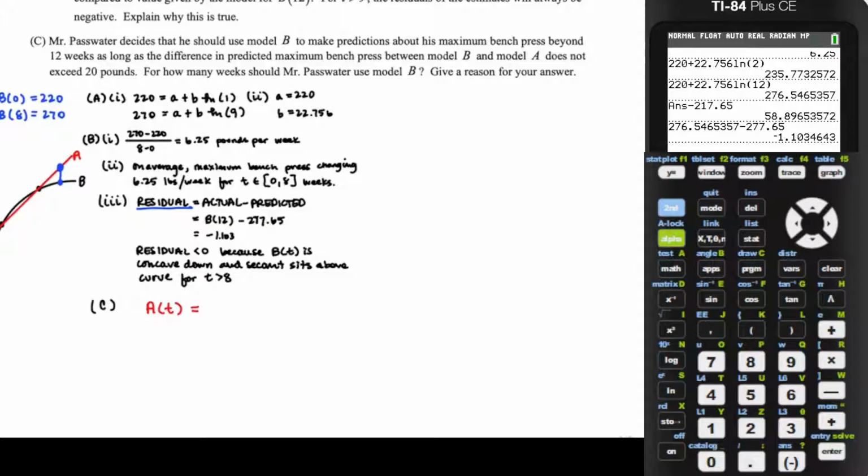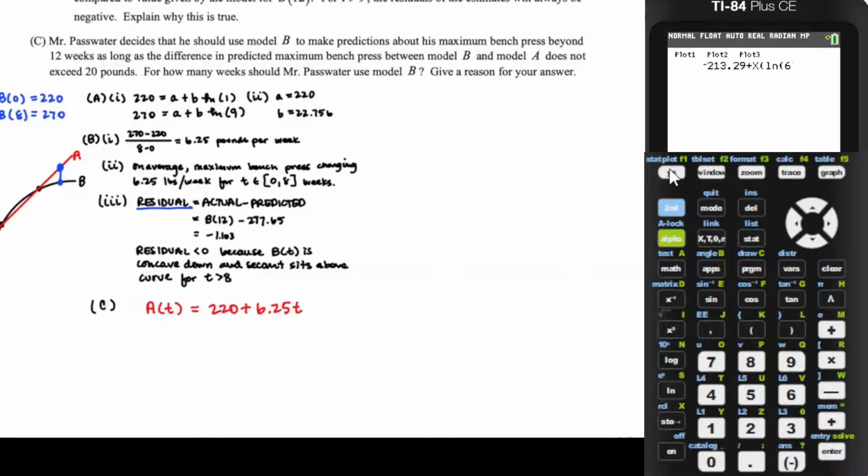You can see that the y-intercept is going to be 220 because b of 0 equals 220. So I might say 220 plus the average rate of change times t, so it's plus 6.25 t. Now, you could have done 270 plus 6.25 times t minus 8 because you started off at t equals 8. It's going to end up with the same curve.